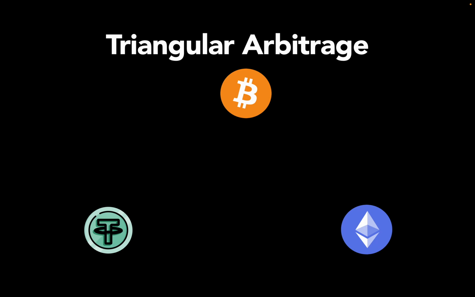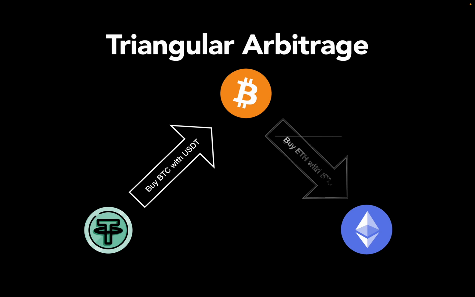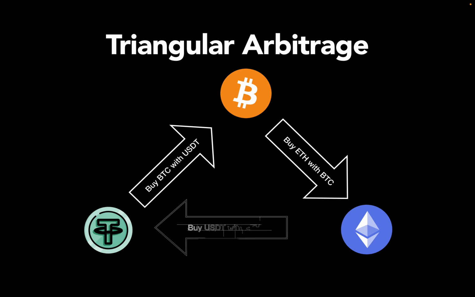So here's how it works in practice. You start with USDT, left lower corner. Use it to buy Bitcoin. Then trade that Bitcoin for Ethereum, just as an example. And finally, sell the Ethereum back into USDT.